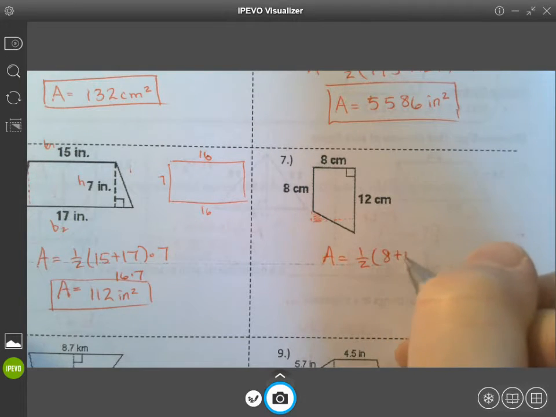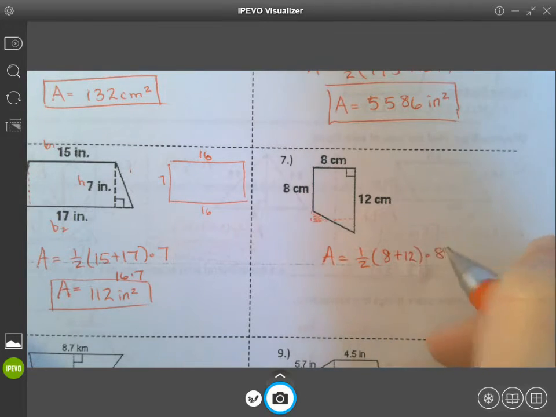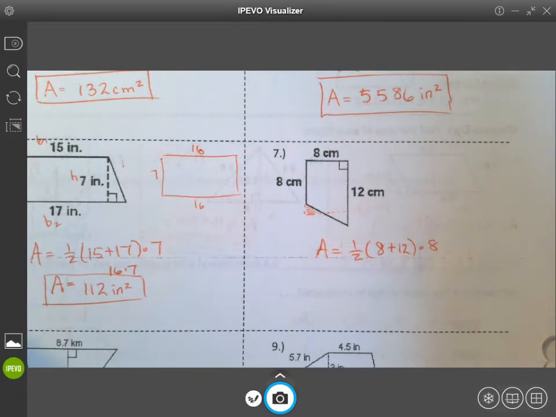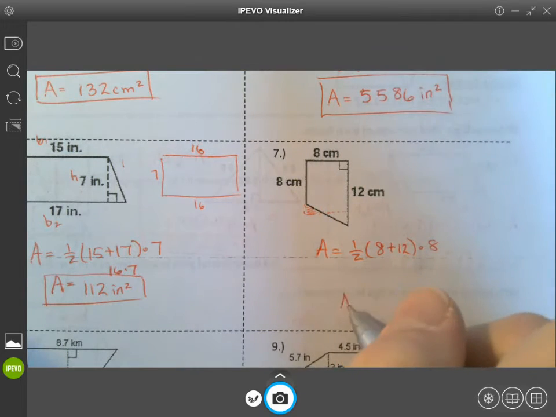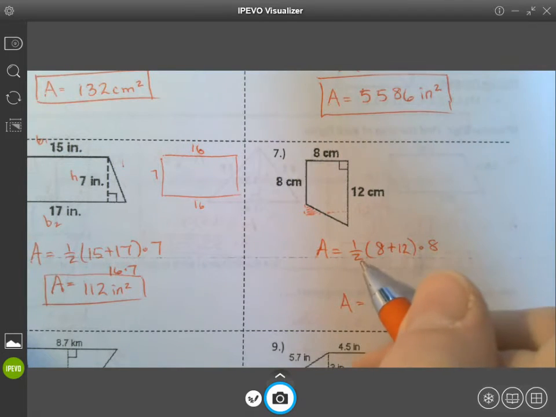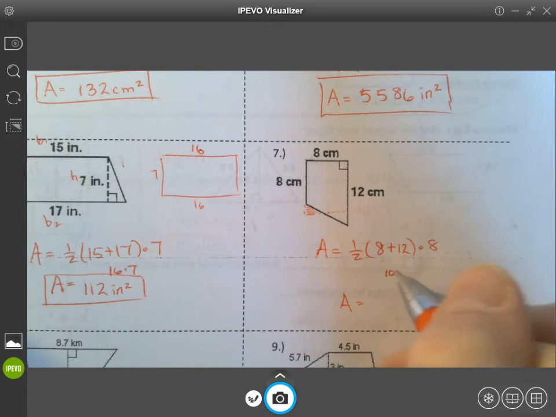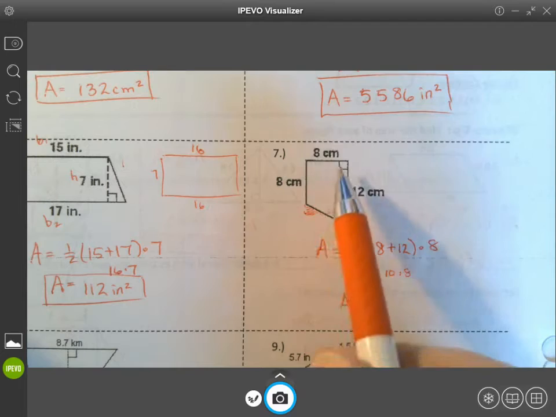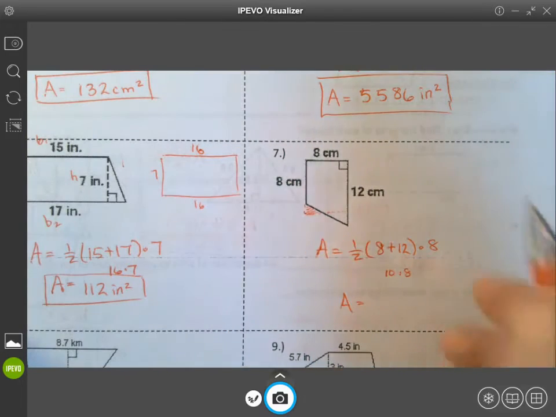So 8 plus 12, and then times 8. All right. So what do we get for the area? Again, if you take this, it's really half of 20. We're saying if we turn this into a rectangle like this, the sides would be 10 and the height would be 8. All right, do we get 80 centimeters squared?